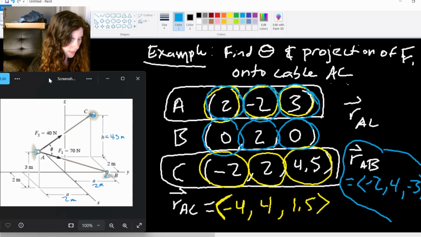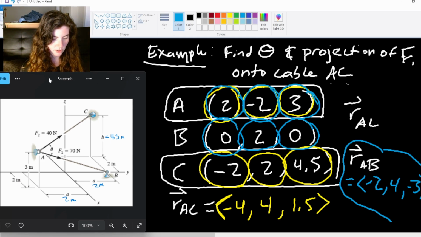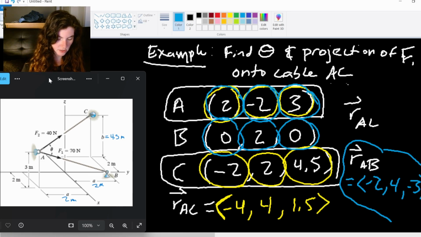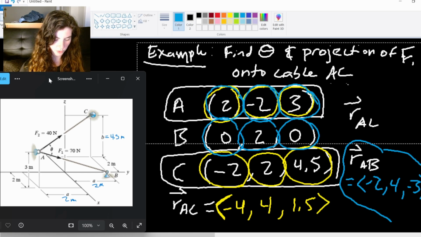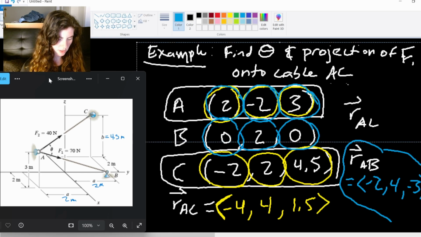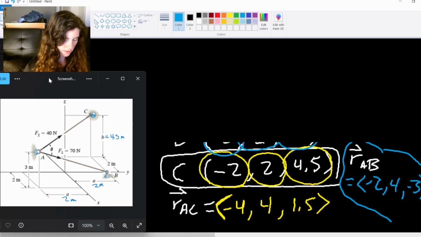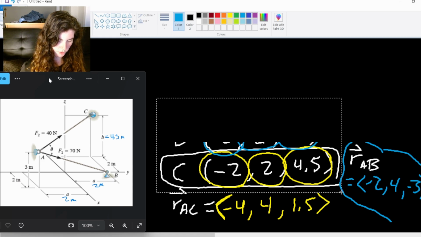So let's think about what our next step is. Now that we have the position vectors, what's our next step? We're going to find the unit vector. Finding the unit vector from the position vector. I'm going to get rid of my text at the top too. Get rid of all of this. Keep just those vectors.